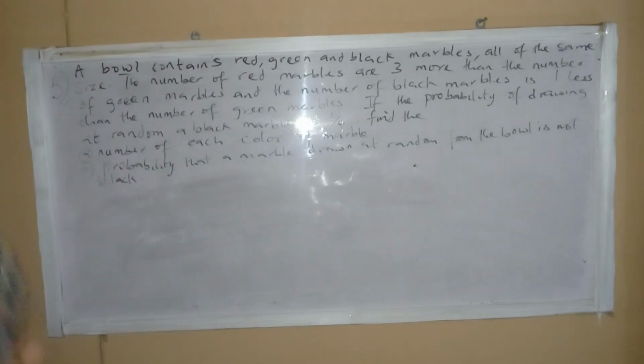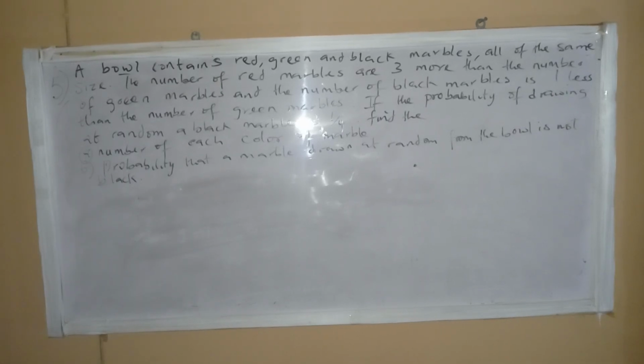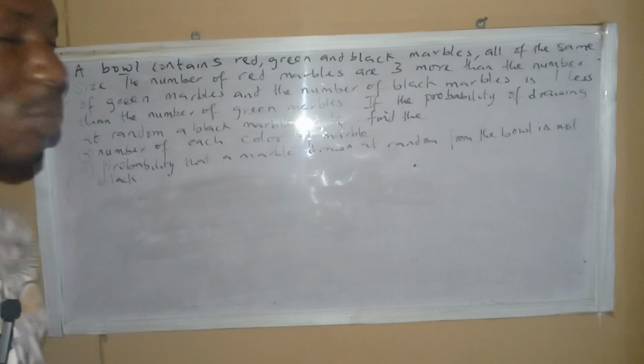This is number 5 in WAEC 2026 mathematics. And here we talk about probability. This is under probability number 4. We just discussed what's called circle geometry. Now let's quickly tackle this question.